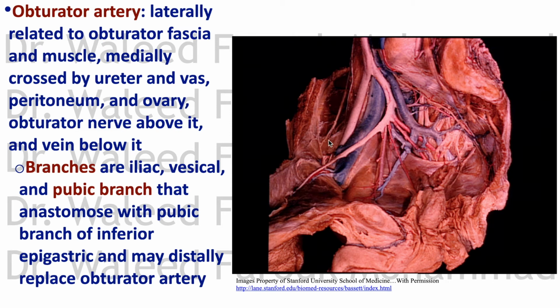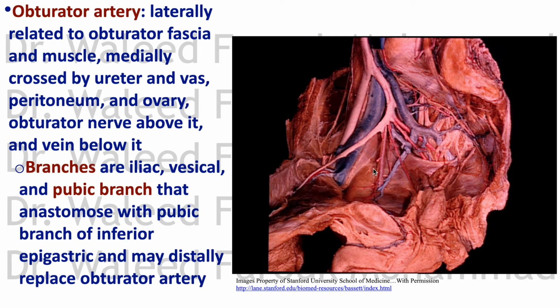The obturator artery. This is the obturator artery. See, it's above the obturator vein and the obturator nerve is above it. So from below upwards: vein, artery, and nerve entering. As you can see, it enters the obturator canal on the lateral pelvic wall above the obturator internus. Medially, it's crossed by the ureter and vas, peritoneum, and ovary. And as we said, the obturator nerve is above it. Remember this arrangement at the obturator canal: the vein, artery, and nerve from below upwards.